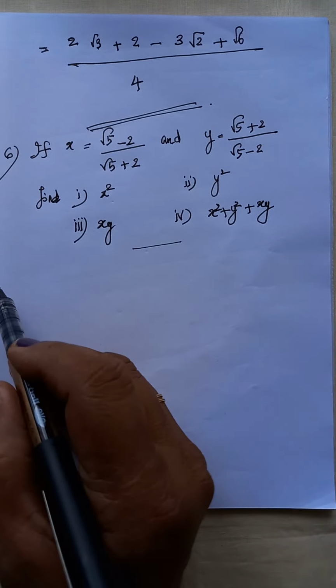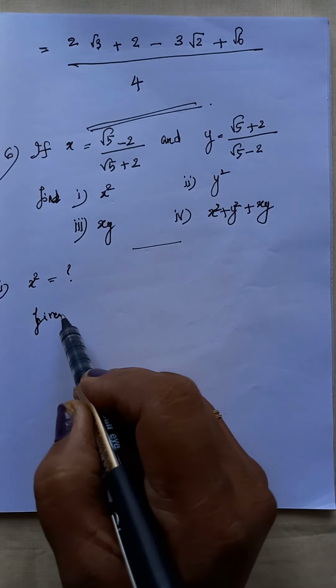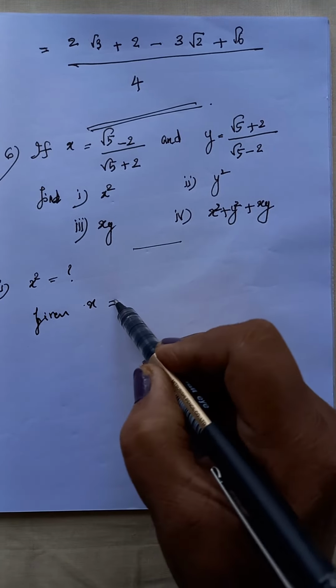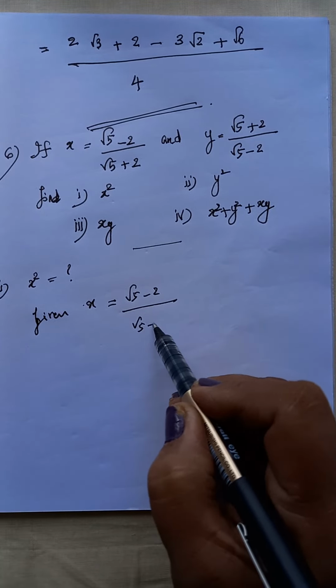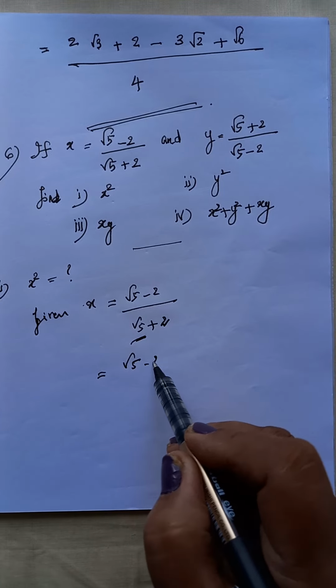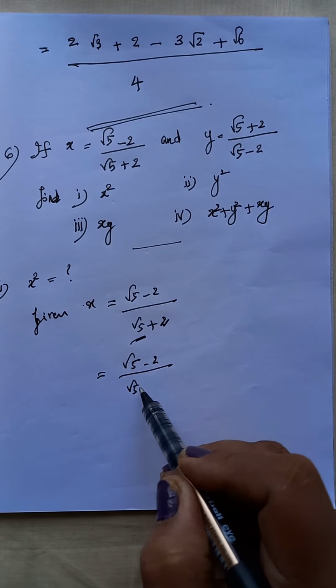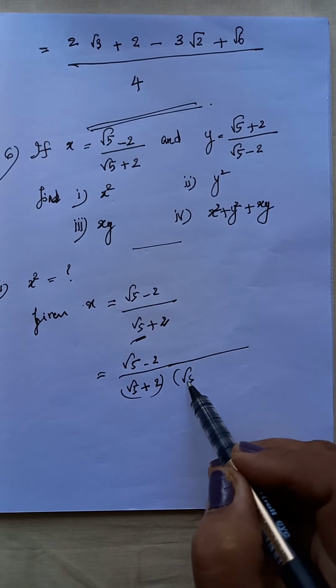So let us take the first one. We have to find out this x square. We are given x as root 5 minus 2 divided by root 5 plus 2. There is a root in the denominator, so we can rationalize the denominator. The conjugate of root 5 plus 2, the denominator, is root 5 minus 2.